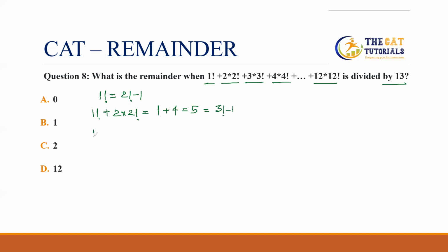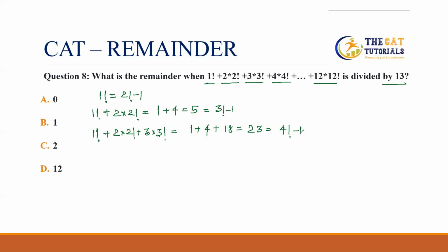Similarly, if we add the first three terms, 1 factorial plus 2 into 2 factorial plus 3 into 3 factorial, what will be the value? This one is 1, plus this one is 4, plus this one is 18. When you add all the terms, it is equal to 23. And we can write 23 as 4 factorial minus 1.